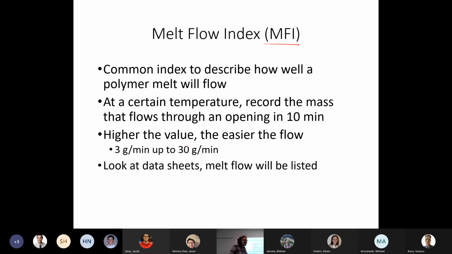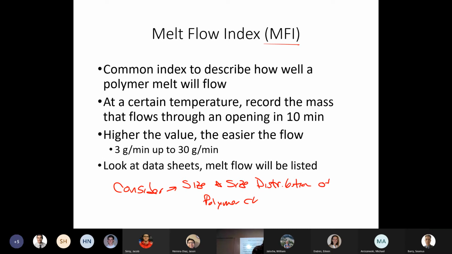The melt flow will change, so we want to consider that the size and size distribution of the polymer chains will change the melt flow index. So this is something where from one manufacturer to another, you may have the same type of polymer, but these may flow differently because the size and size distribution is going to be different.